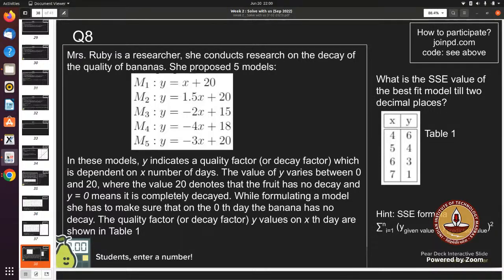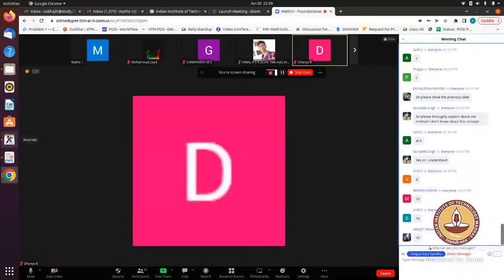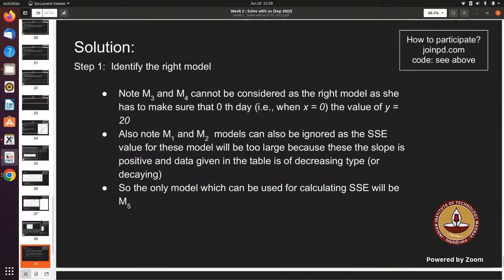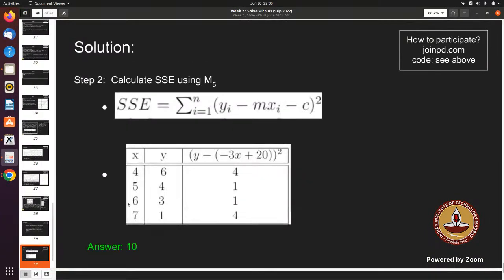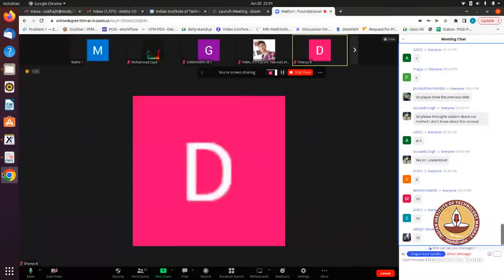What is the SSE we are getting? 10. Okay, great. So this is what we have to do. This is the calculation. This is the experimental value, and if we put it in and calculate the error, these are the errors. So 4 plus 4 plus 1 plus 1, this is 10. Clear? So this is what SSE is. Does anyone have any doubt till this point?